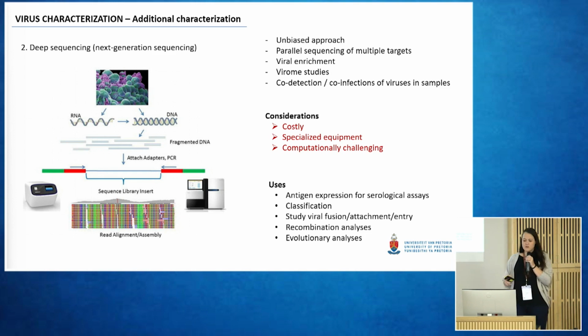Then some uses of what you can do if you further characterize your virus: you can express antigens that can be used for serological assays. For example, if you have the sequence for the spike of the coronavirus, this can be used to express these proteins as antigens for serological assays. Characterization can be used to improve virus classification. We can do studies on viral fusion, attachment, and entry. We can look at recombination analysis, and you can also look at evolutionary analysis of your viruses.